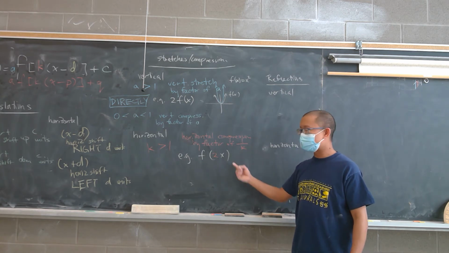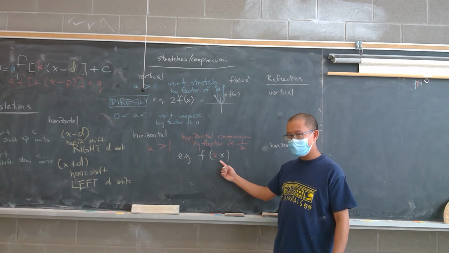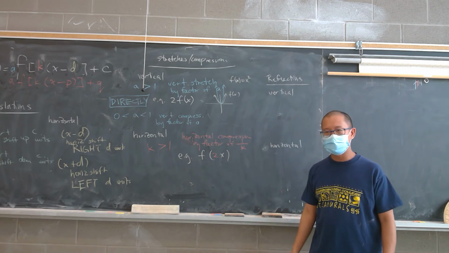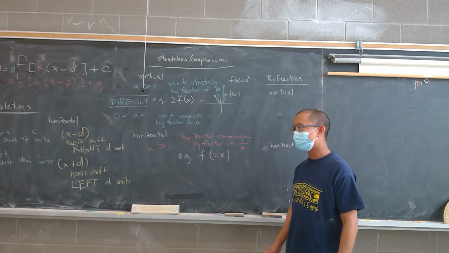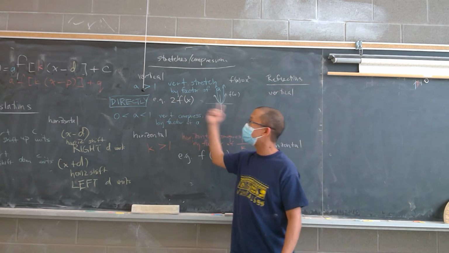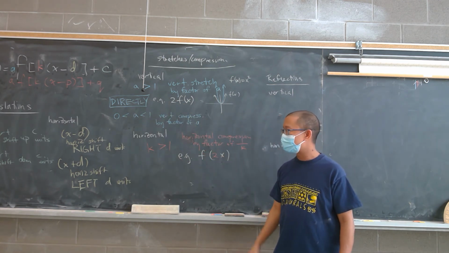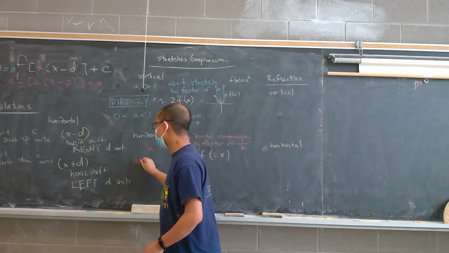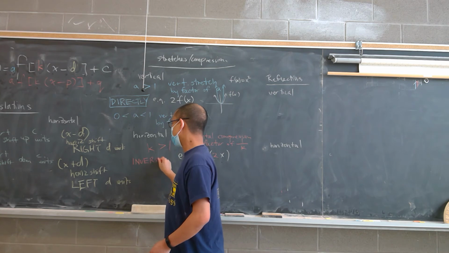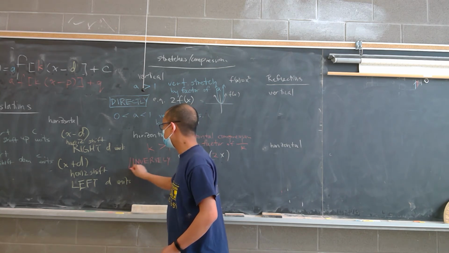So the way you would say the type of transformation in this example, it's a horizontal compression by a factor of 1 over 2, or half. Notice I didn't say 2. This is a half. So K values are actually inversely related. And let's just pause here for a second. A lot of students find this hard.